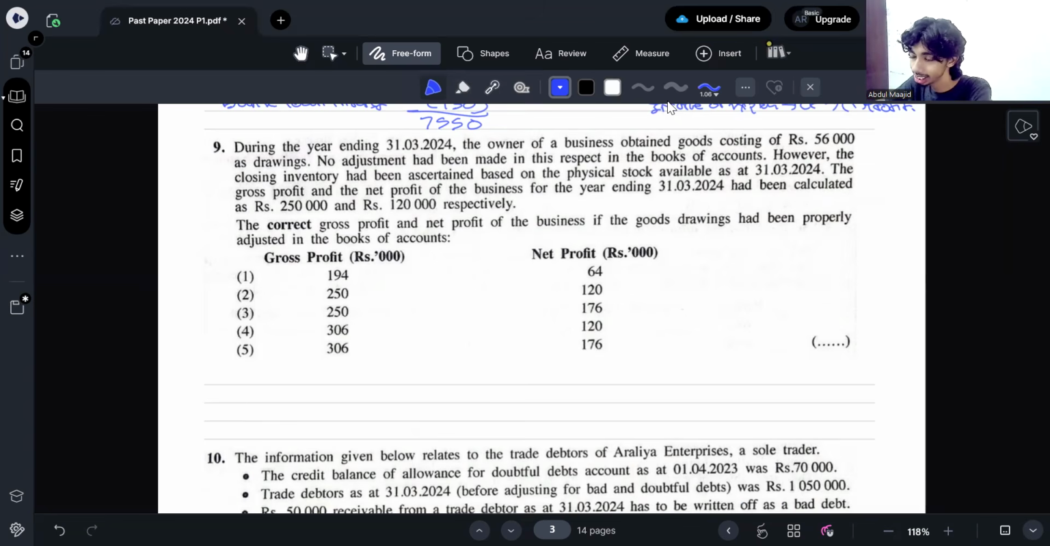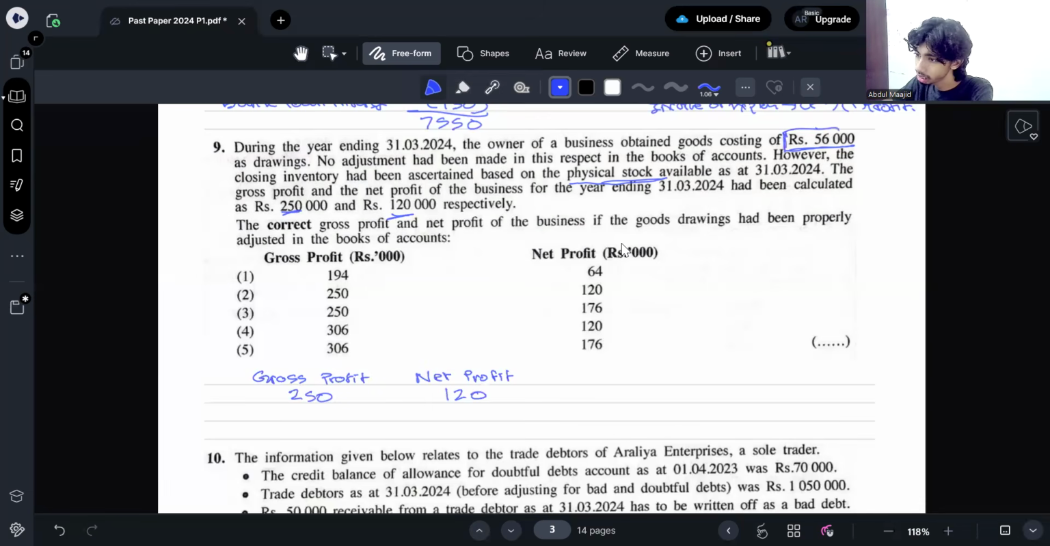Okay. During the year ending 31st March 2024, the owner of the business obtained goods costing 56,000 as drawings. No adjustment has been made in this respect in the books of account. However, the closing inventory has been certain based on physical stock available. The gross profit and net profit of the business have been calculated as 250 and 120 respectively. So gross profit 250, net profit 120.